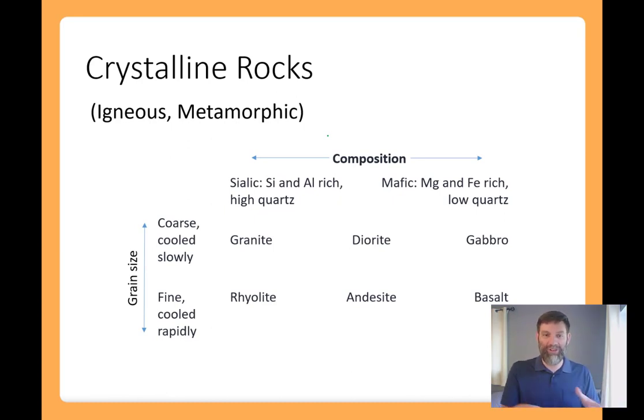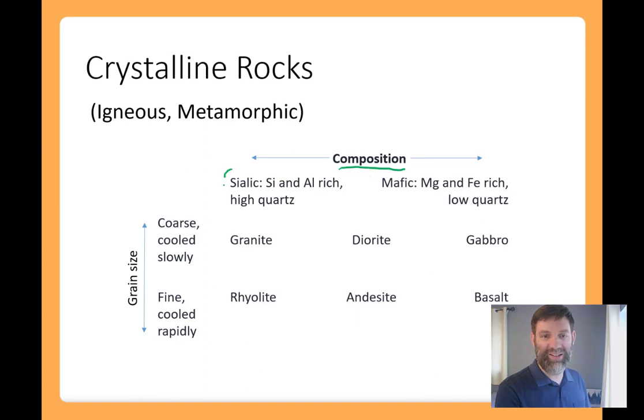So minerals make rocks. For rocks, I said there were three groups: igneous, metamorphic, sedimentary. For now, we're going to think about igneous and metamorphic rocks as similar. They are crystalline rocks, and so we're not going to talk a lot about the metamorphic, but they have a lot in common in many cases with our igneous rocks. So we're going to focus on igneous rocks. And for our crystalline igneous rocks, we group them by these two axes, by composition.